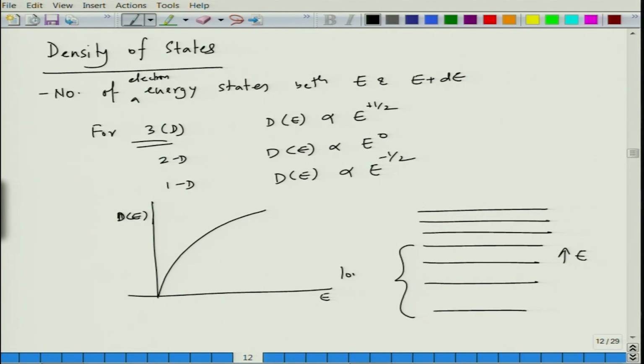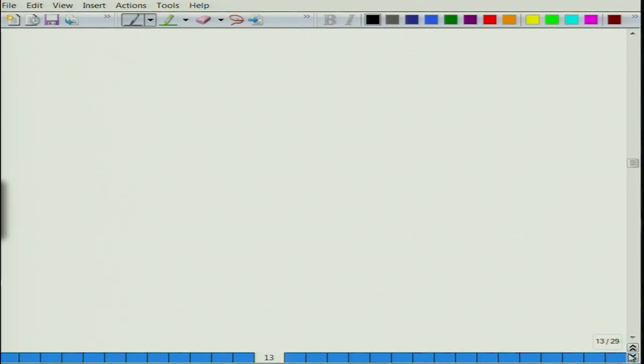So this is lower density, and this is basically higher density. In the same interval delta E, you have more states available in this region than in the other region, and this is what happens in a 3D solid. So we will not invoke density of states here right now. We probably want to take a much simpler route.